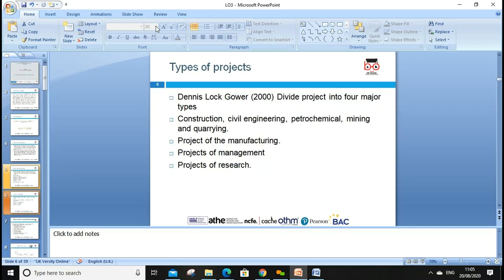Okay. Then the types of project. There are many projects.